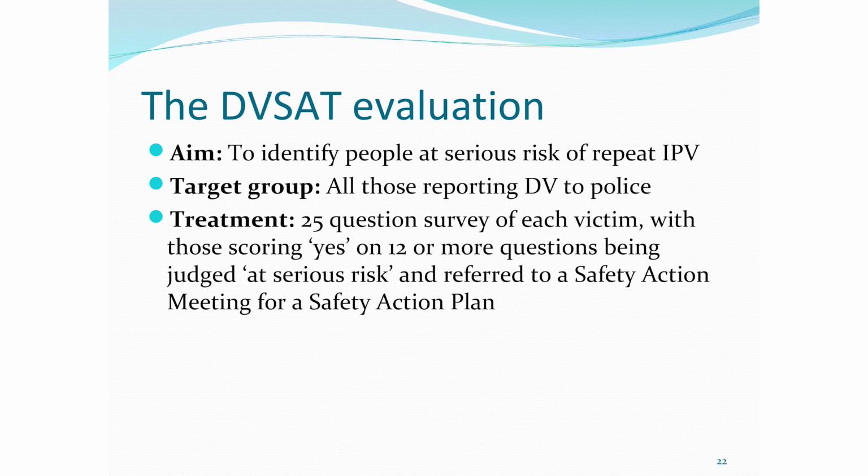The target group were all those reporting domestic violence to police. The treatment consists of a 25-question survey of each victim, with those scoring yes on 12 or more items being judged as a serious risk and being referred to a safety action meeting for a safety action plan. So that's the way it worked.